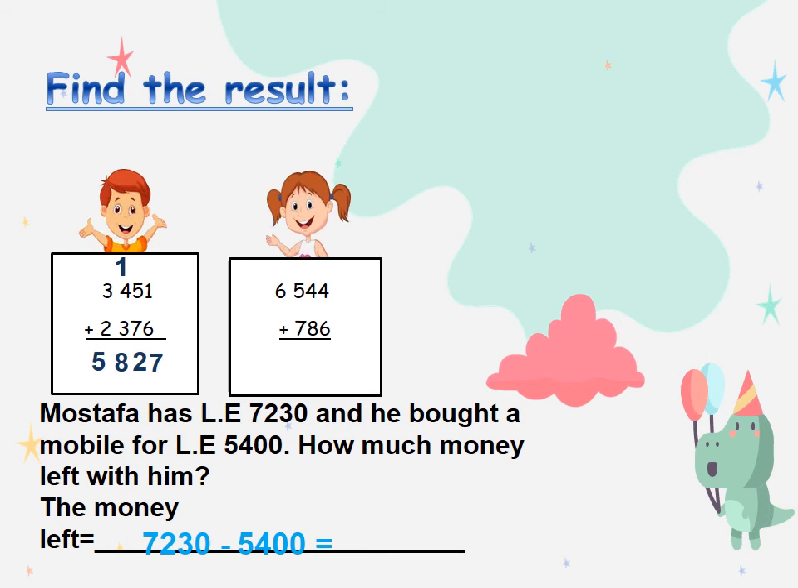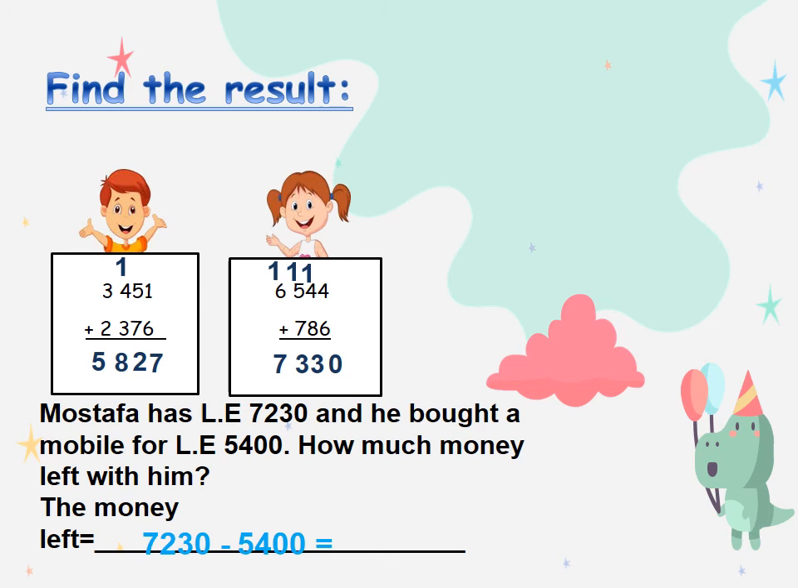Okay, the next problem. 4 plus 6 equals 10. Put 0 and carry up 1. We always carry up the 1 in the addition. Then 1 plus 4 plus 8: 1 plus 4 is 5, 5 plus 8 is 13. Put 3 and carry up 1. Then 1 plus 5 is 6. 6 plus 7 equals also 13. Put 3 and carry up 1. Then 1 plus 6 equals 7.